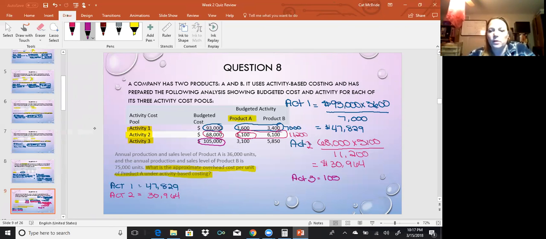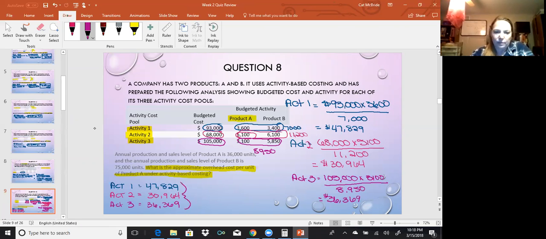And then we're going to do the exact same thing for 3. We'll take 105,000 times the 3,100 units, divided by, if we add these together, 8,950. Which equals 36,369. So what we have now is the total production cost for A, which is 115,162. But we're not done, because what are we asked for?